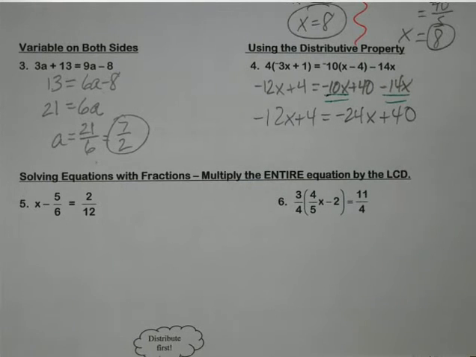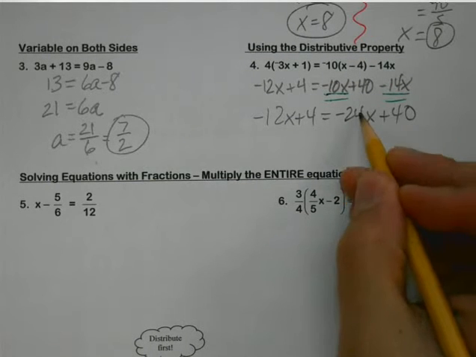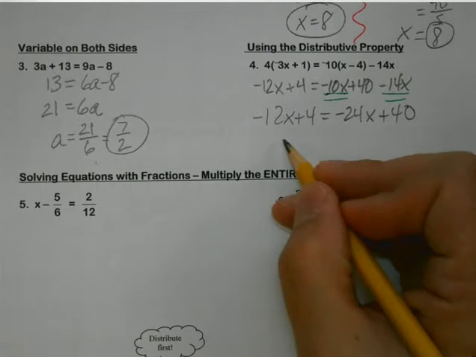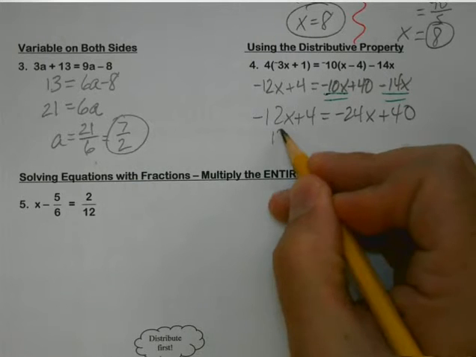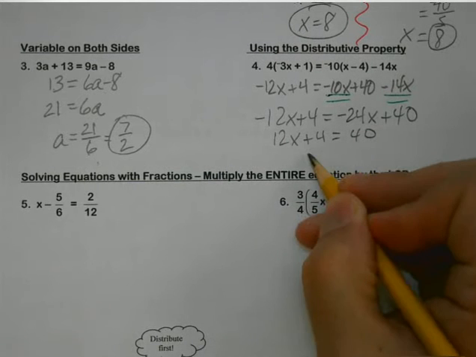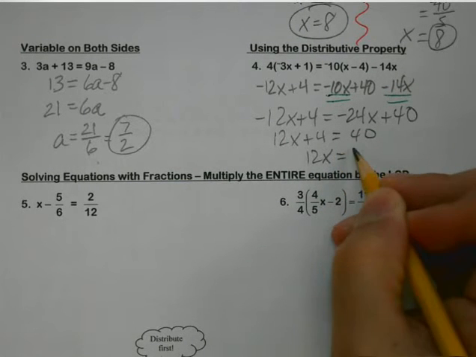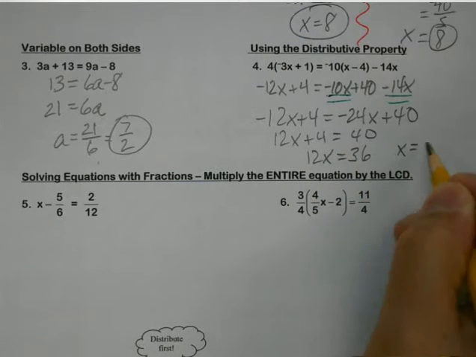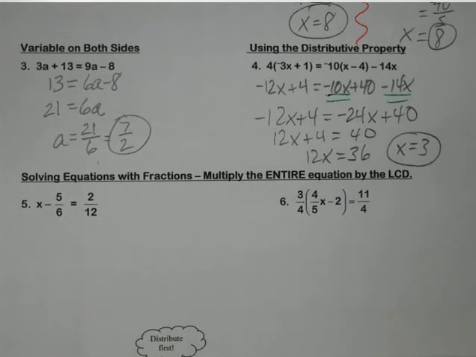Next, just like we do any other time, get all of your x terms together. Myself, I like to go ahead and keep it positive, so I'm going to add the 24x to both sides. We'll subtract the 4 back over and divide by 12, and we're good.